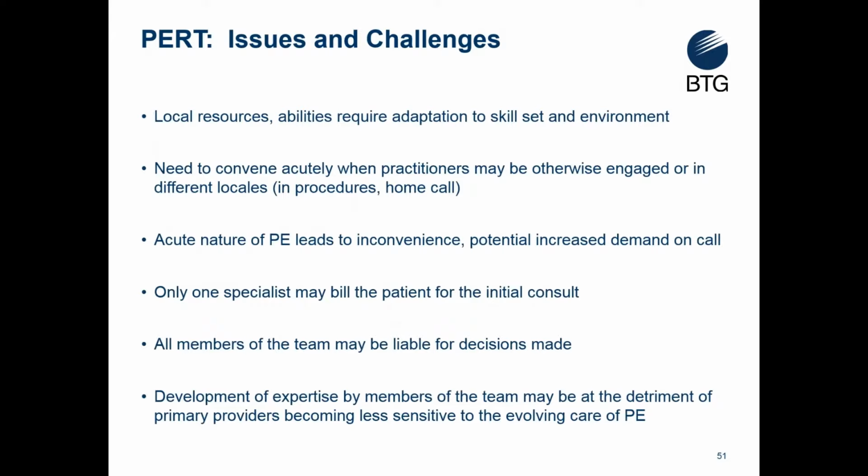So some issues and challenges. Local resources can vary, and so can abilities to adapt to skill set and environment. You need to convene acutely when practitioners may be otherwise engaged in different locales or in procedures, or you might be at home on home call. The acute nature of PE leads to some inconvenience and potential increased demand on call.